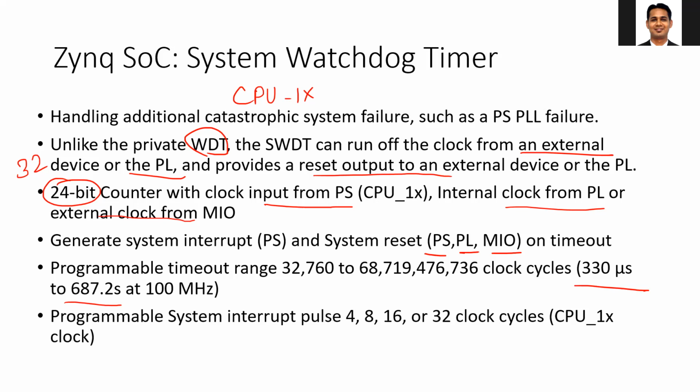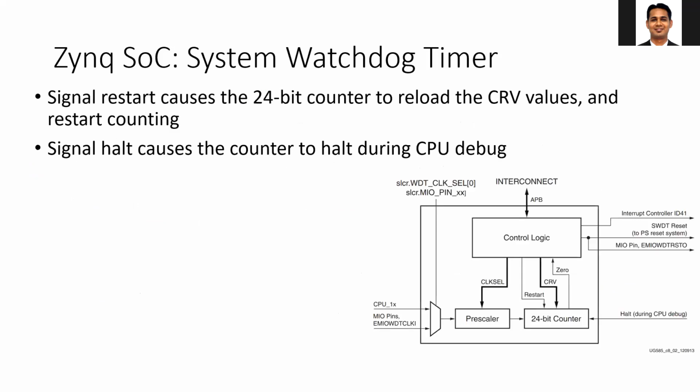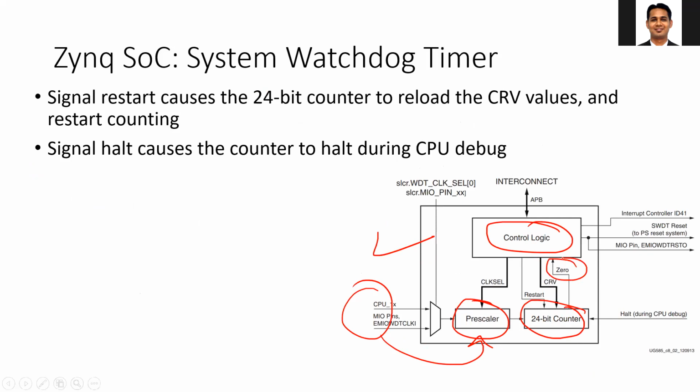and you need to do such settings. So you can see that this is the architecture of the watchdog timer, which is a system watchdog timer. You have the control logic, which generates the interrupt as well as the reset signal based upon your counter status. It is also used to restart the counter, reset the counter. Then you have the prescaler. If you have the input frequency but you want to slow it down, you can use the additional prescaler. And this 24-bit counter generates the 0 signal when it reaches the 0 value.